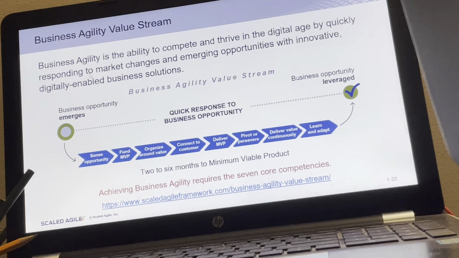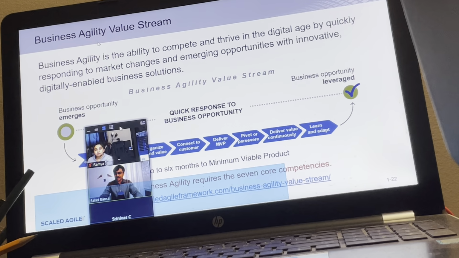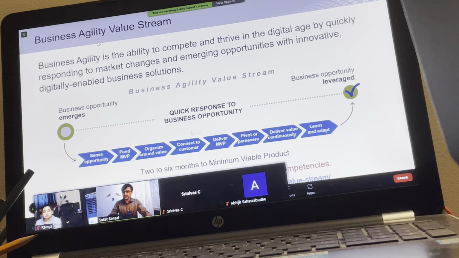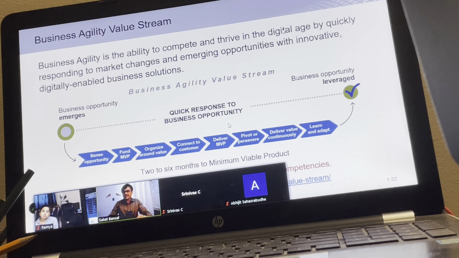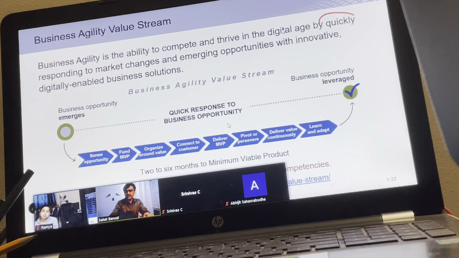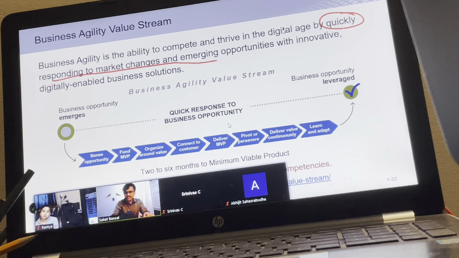Now, in this new version, they try to explain business agility a little bit better because sometimes it was becoming confusing. And they are saying business agility is the ability to compete and thrive in the digital age. That's a little descriptive. What it is, by quickly responding to market changes and emerging opportunity with innovative, digitally enabled business solutions. So that's business agility in simple words.